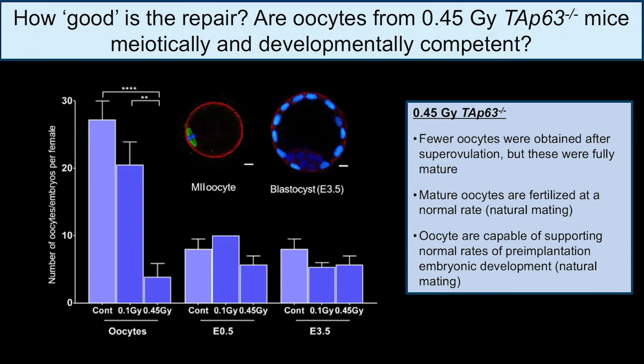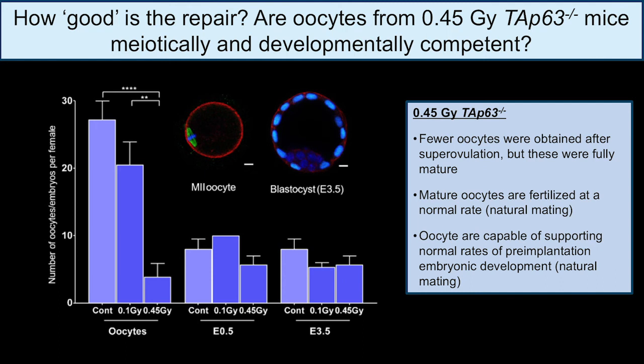So we know that oocytes initiate a DNA damage response and they localise DNA repair proteins to the sites of DNA damage. But how good is that repair really? To answer that question, we've done a lot of studies looking at the ability of oocytes to complete meiosis and complete subsequent embryonic development. And interestingly, what we found was that after the 0.45 gray dose of oocytes, we got the same number of primordial follicles. We were actually able to obtain fewer oocytes after superovulation. And we're not entirely sure why that is.